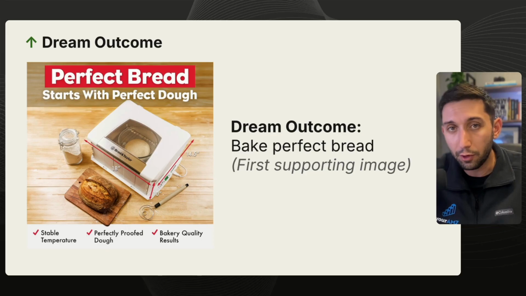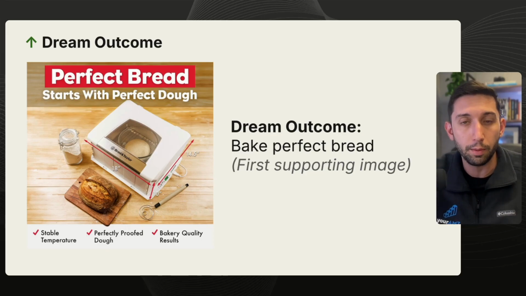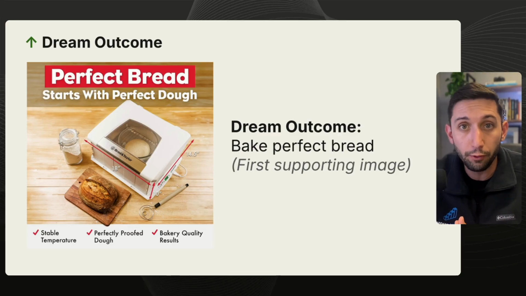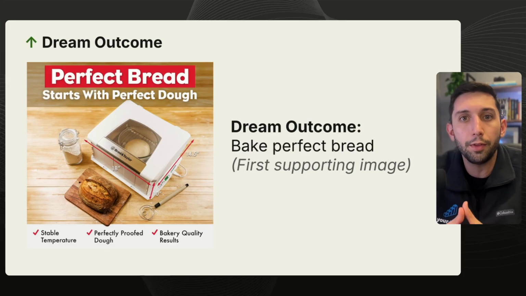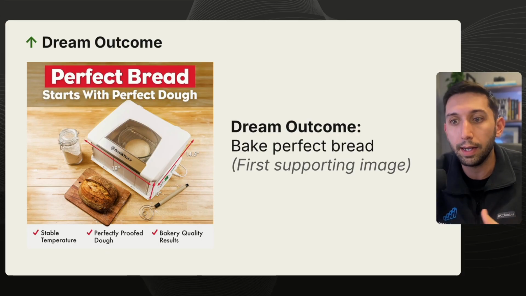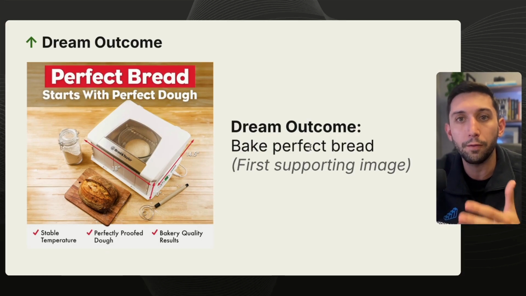So every image in this video is going to be an image that I personally designed for the brand. In this case, the brand is Broad and Taylor. One of their best sellers is the dough proofer. And what it does is it helps dough rise in a certain way. But customers don't care about the dough rising. They care about how that affects their baked bread, right? So the dream outcome is bake perfect bread.